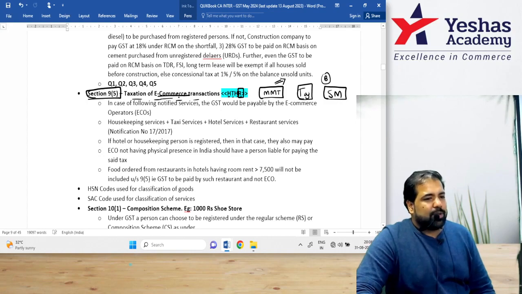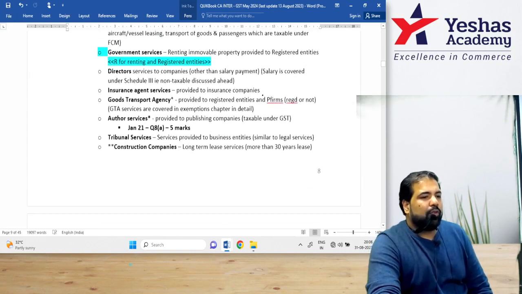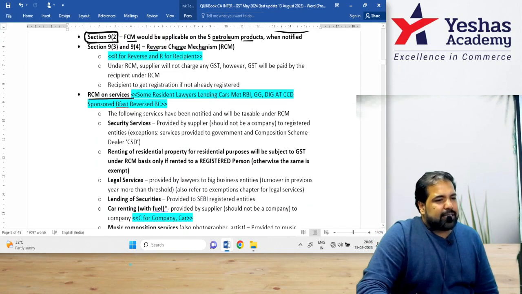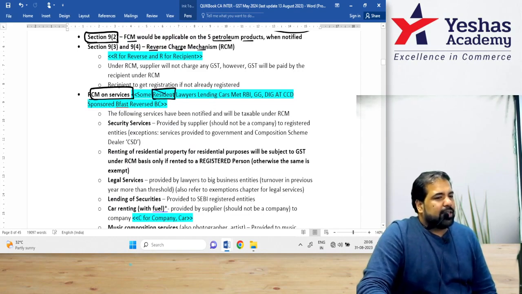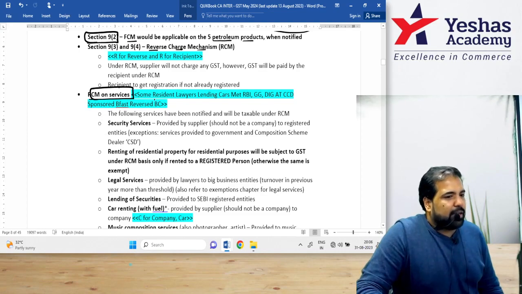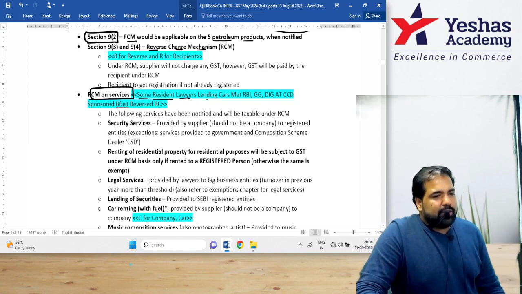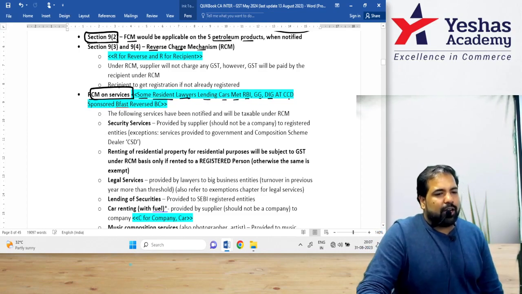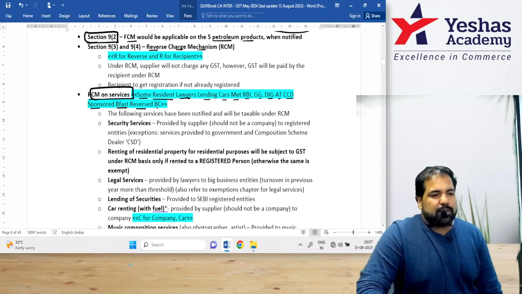Five products, which is five petroleum products. Do you remember them? Petrol, diesel, natural gas, oil, and aviation turbine fuel. Guys, 9.3 and 9.4 will come back because that mechanism is reverse charge. But now we are going to 9.5. Let's go to 9.5 quickly and revise that.